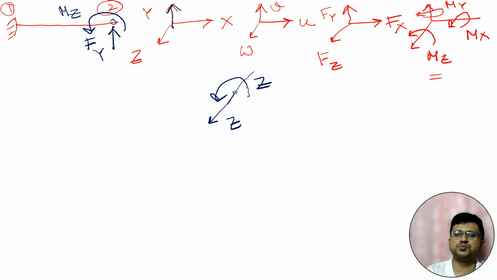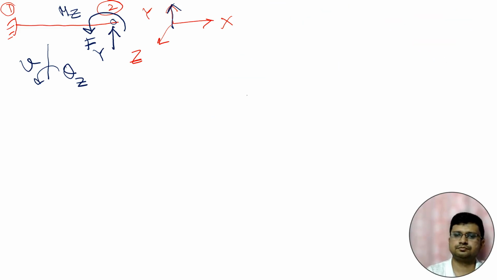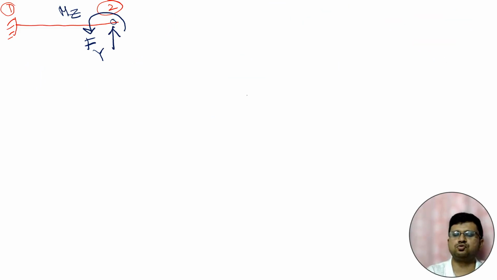Similarly, the displacement of node 2, the vertical displacement, will be denoted by v. This is the displacement. And the rotation will be theta, actually theta z. So if we want to determine the flexibility matrix, then we will apply force one by one. For the stiffness matrix, we will apply displacement one by one. So first we will apply the force.